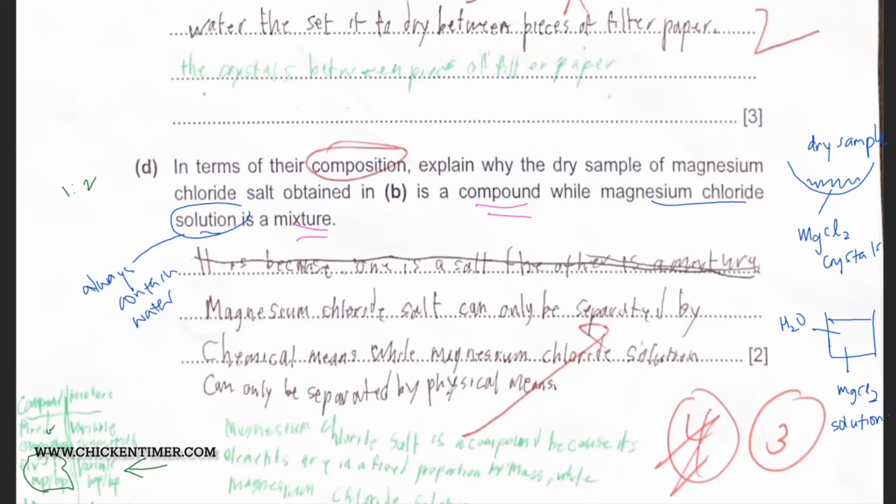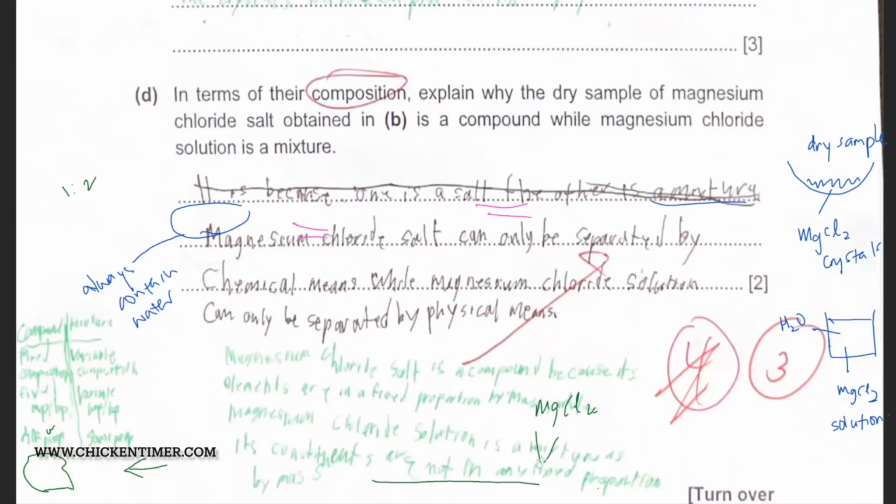But anyway, if you look at your answers, they say that magnesium chloride is in a fixed proportion by mass of magnesium and chlorine. Then the magnesium chloride solution is not the same, because your composition of water and magnesium chloride is not in a fixed proportion.